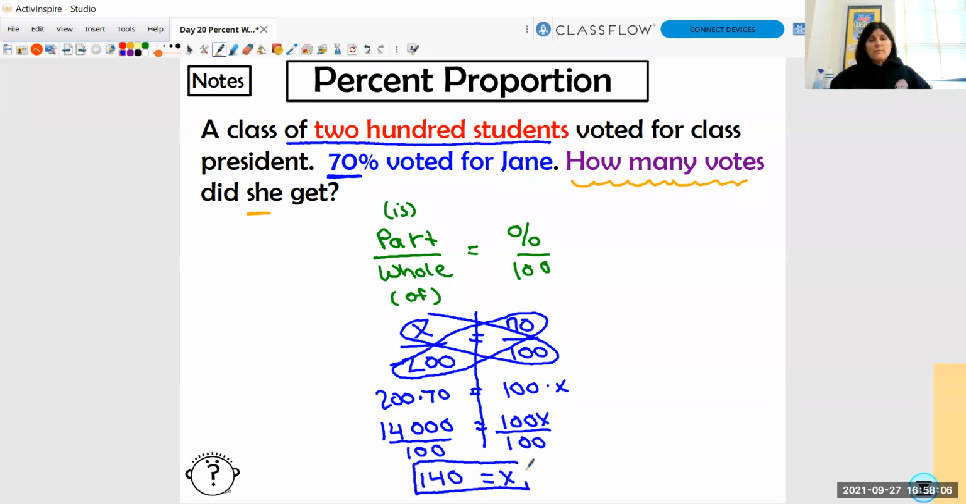And since this is a word problem, I'm going to do a word answer. So how many votes did she get? I'm just going to answer that question right there. She got 140 votes. So we used the percent proportion and applied it to this real world situation. Let's take a look at another example.